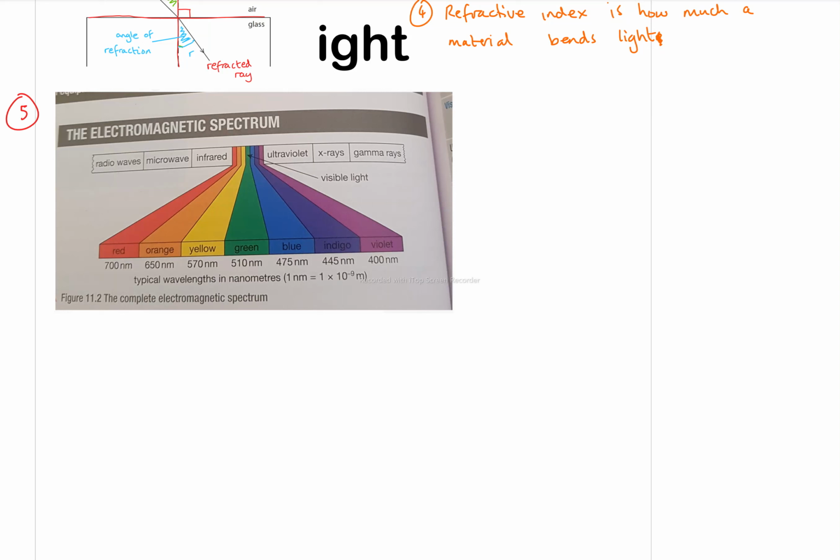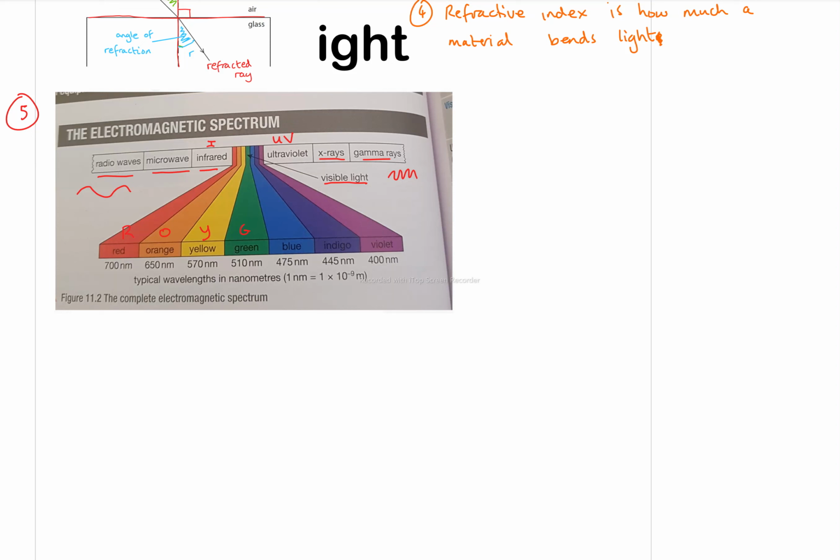Right. So you've got radio wave, microwave, infrared, visible light is in the middle. Then you've got, so remember, infrared and then ultraviolet, X-rays and gamma rays. Radio waves have long wavelengths, and gamma rays have short wavelengths. And then you've got ROYGBIV. The white light splits up into that ROYGBIV.